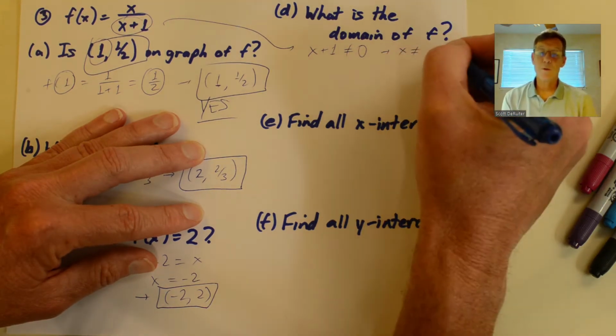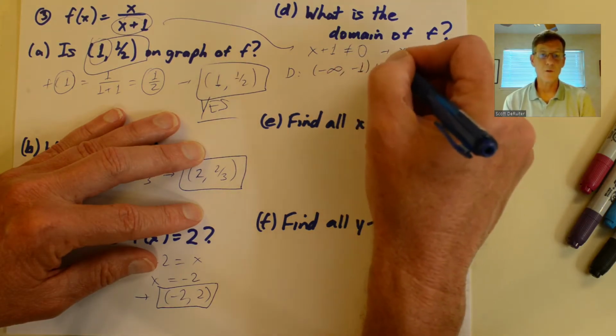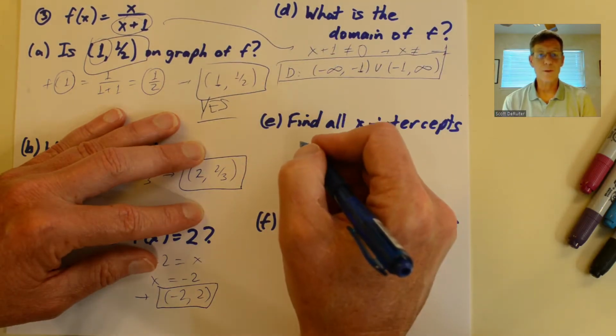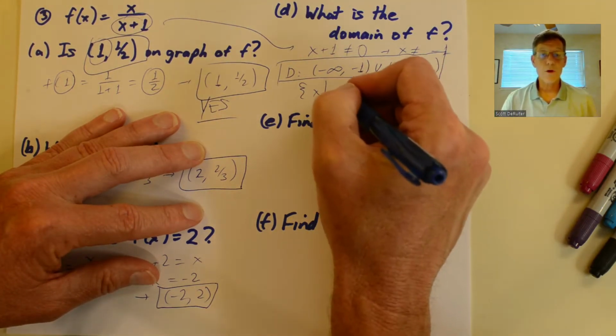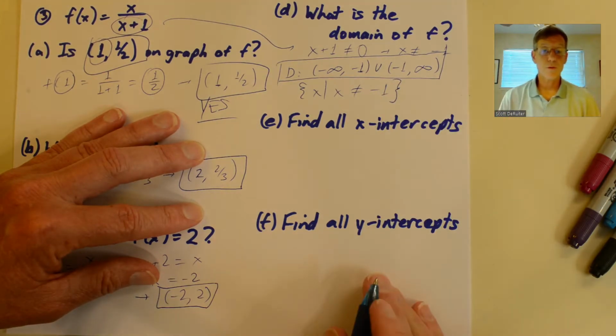What is the domain? Well, if we were looking for the domain, we want to make sure that the denominator is not 0. So we can't have x equals -1. We toss that out. We should be able to write that either with our interval notation or in our set builder notation. So either one.